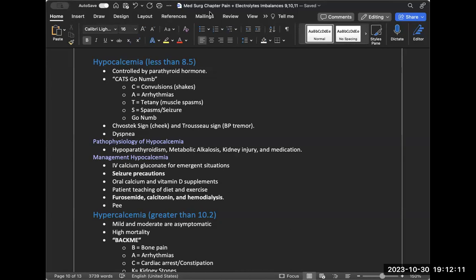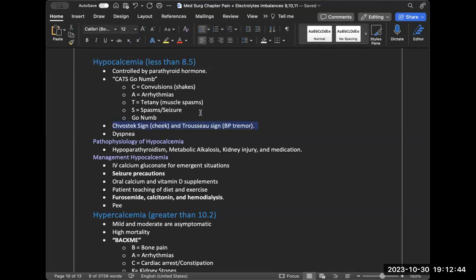Now, calcium is controlled by the parathyroid hormone. And a mnemonic that helps me is CATS go numb. So we have convulsions, arrhythmias, tetany, spasms, or seizures, and numbness. So I would know this mnemonic heavily. I would know all of them, okay? Seizures is something that we see in calcium, especially low calcium. So these patients are also going to be on seizure precautions, okay?